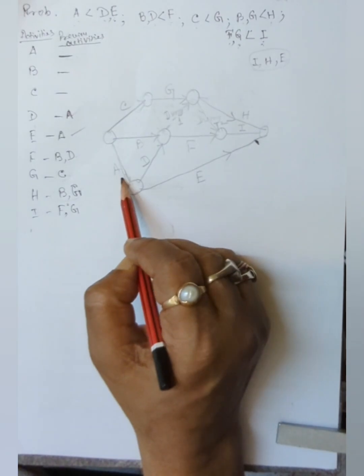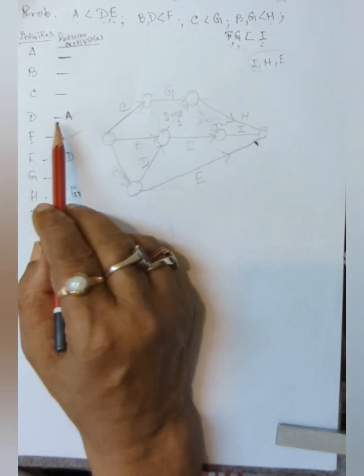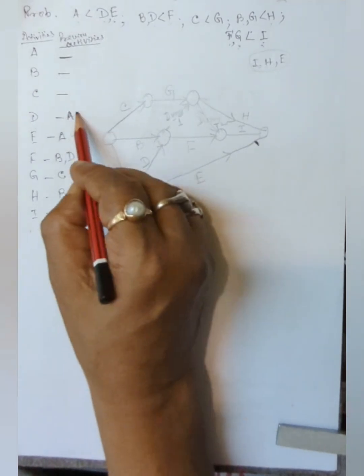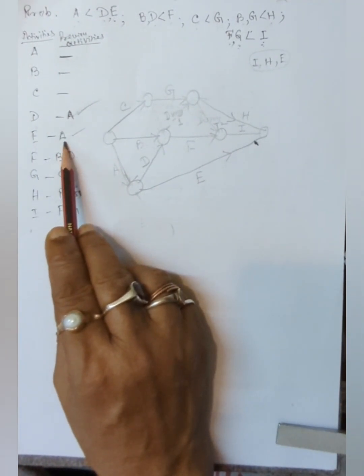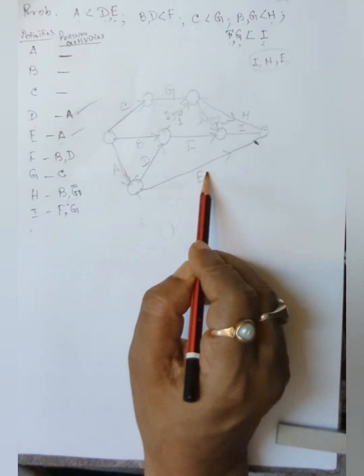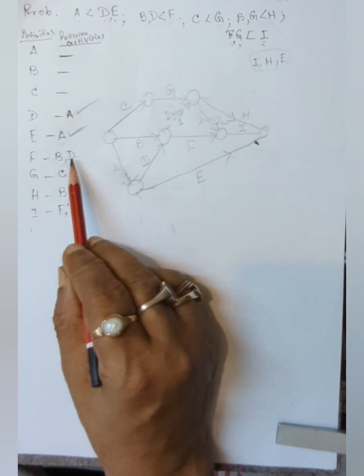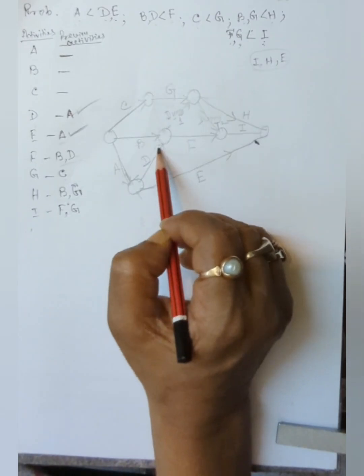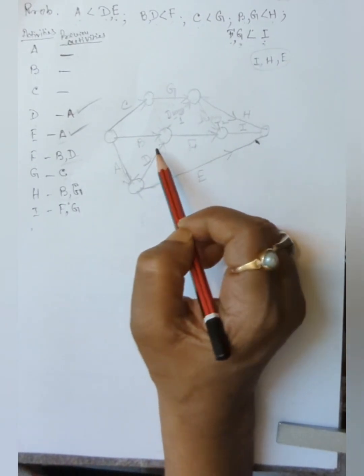You can check again. A, B, C are the starting activities. Now D can start only after completion of A. After completion of A, D has been started. Then E can be started after completion of A. It is also done. B and D are to be completed before starting F. These are the preceding relationships.